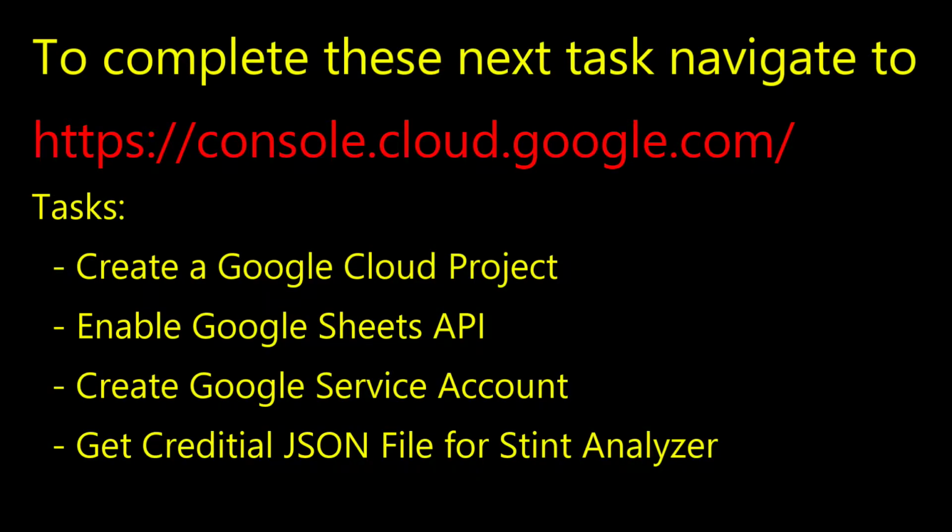To complete the next task, we'll need to open a web browser and go to console.cloud.google.com. Here we will set up a Google Cloud project. We'll enable the Google Sheets API. We'll create a Google Service account, and then we'll get the credential JSON file that will be used in Stent Analyzer.